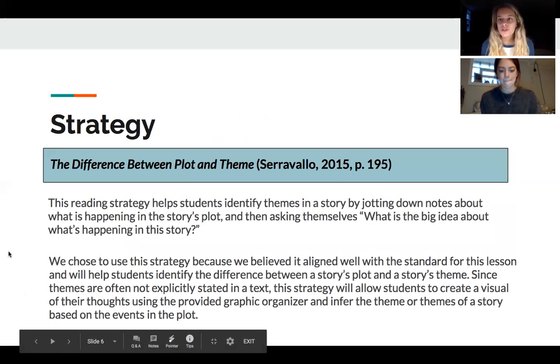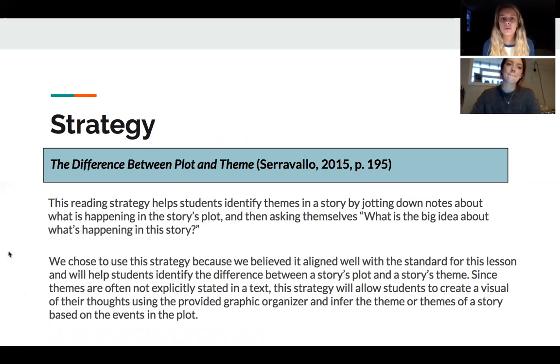The strategy that we've chosen to work with is the difference between plot and theme, which is featured in the Serravallo Reading Strategies textbook on page 195. This reading strategy helps students identify themes in a story by jotting down notes about what is happening in the story's plot and then asking themselves, what is the big idea about what's happening in the story? We chose to use this strategy because we believed it aligned well with the standard for this lesson and will help students identify the difference between a story's plot and a story's theme.